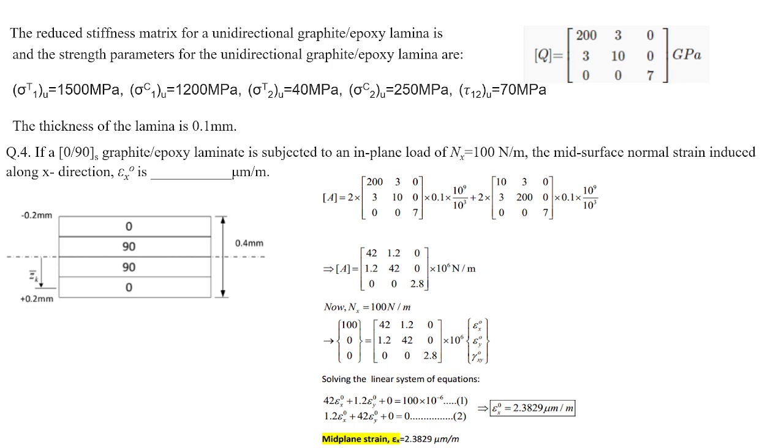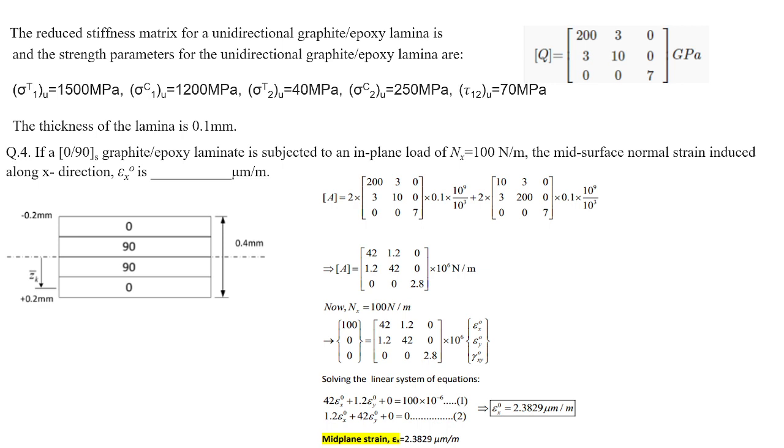Then the next question: the reduced stiffness matrix of a unidirectional graphite epoxy lamina is given, and the strength parameters of the unidirectional graphite epoxy lamina are given, and the thickness given is 0.1 mm. The question they asked is, if a 0/90 symmetric graphite epoxy laminate is subjected to an in-plane load of Nx 100 Newton per meter, the mid-surface normal strain induced along the x direction, epsilon x naught, we have to find. So here again the laminate is symmetric.